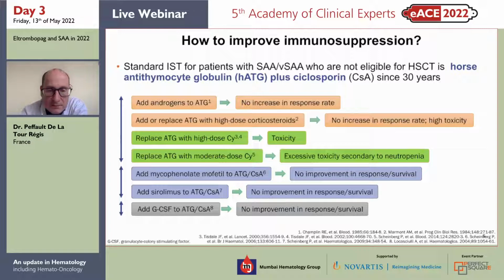And finally, there was a European study run around 2010 by Tichelli and other European colleagues, adding G-CSF to the platform of horse ATG and cyclosporine. Again, it was a randomized international trial. And again, there was no improvement in terms of response rates and overall survival.